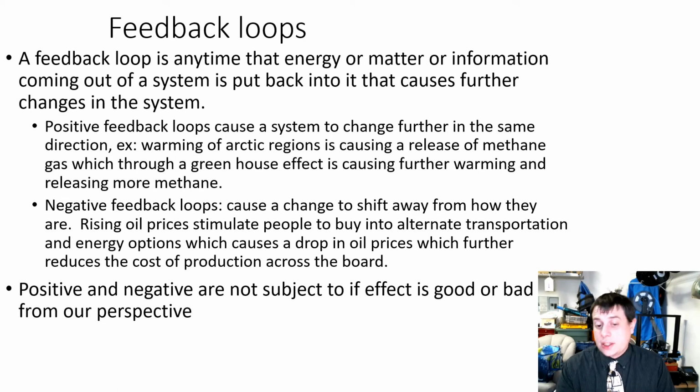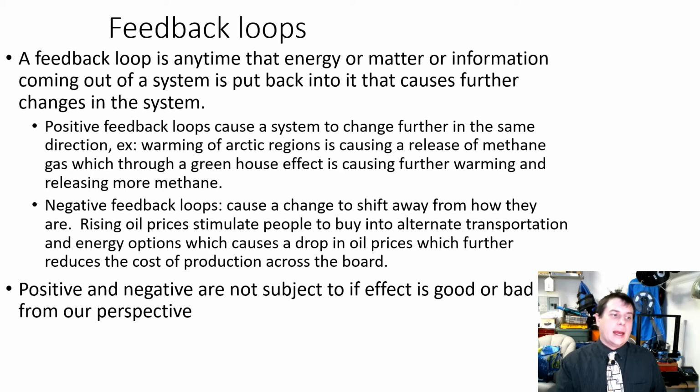All right, we already talked about this one. We had a video on it, but this is one of those ones that you should also know, and I'm going to review it here. So a feedback loop is any time that energy or matter or information coming out of a system is put back in, and that causes further changes to the system. So a positive feedback loop causes the change to accelerate. A negative feedback loop causes it to go back to baseline.